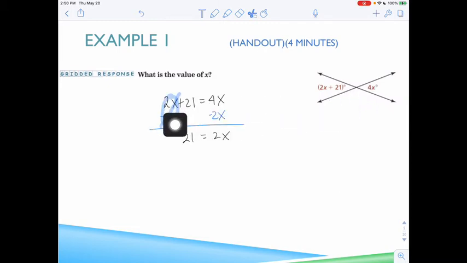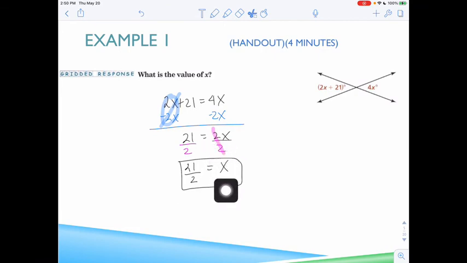If we subtract 2x from both sides, we get 2x minus 2x, which is a zero pair, and this leaves us with 21 on the left. 4x minus 2x gives us 2x. Now to get x by itself, we can divide both sides by 2. 2 divided by 2 gives us 1, so we have just x on the right, and 21 divided by 2 is 10.5 if you want to write it as a decimal, or just 21 over 2.